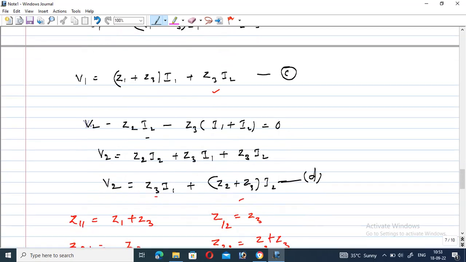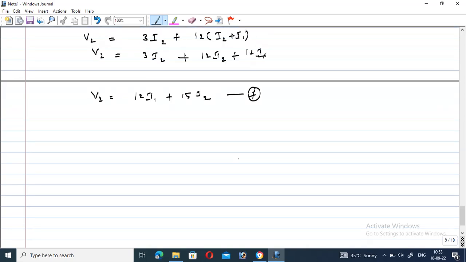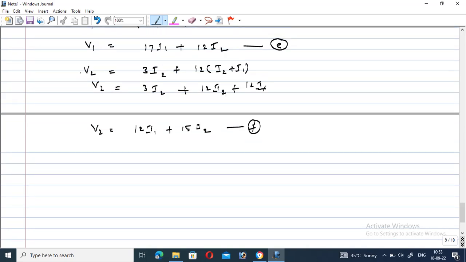We can directly find the Z values by adding those two values. Comparing, we get Z11 is equal to 17 kilo ohms, because all are in the kilo ohm range, as well as Z12 is equal to 12 kilo ohms, Z21 is equal to 12 kilo ohms, and Z22 is equal to 15 kilo ohms.